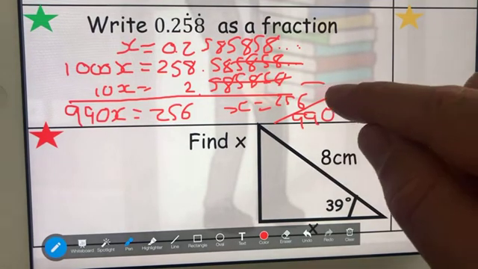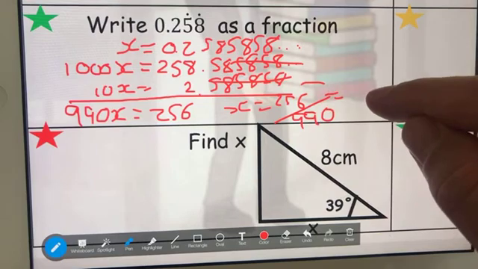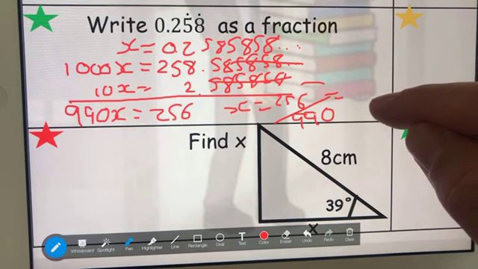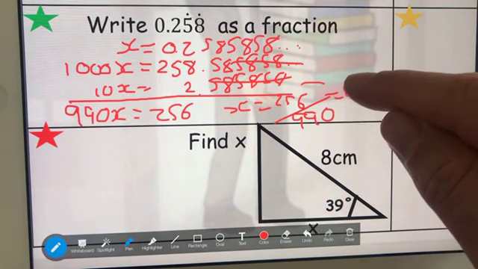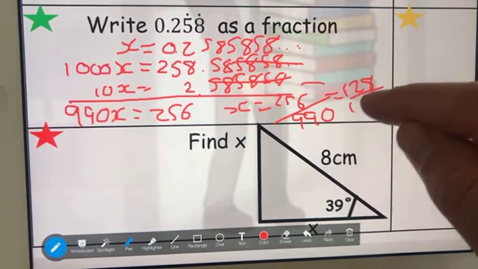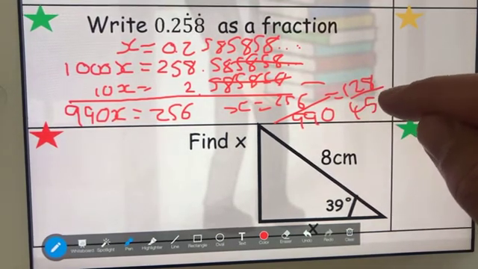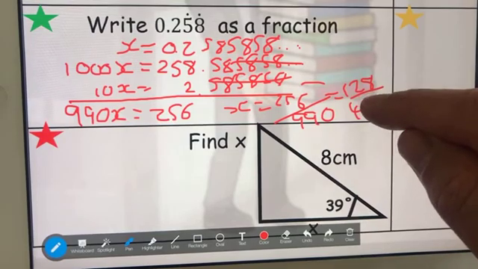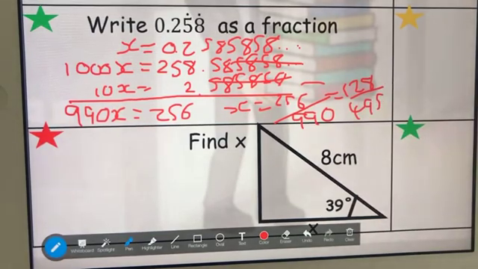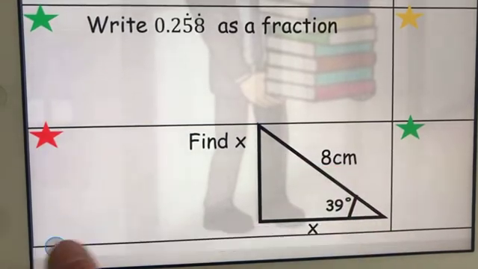I can definitely halve it to get 128 over 495. But again, I'm not sure it gets any smaller than that. Okay, that's your final answer. Next one. That's 3 points.